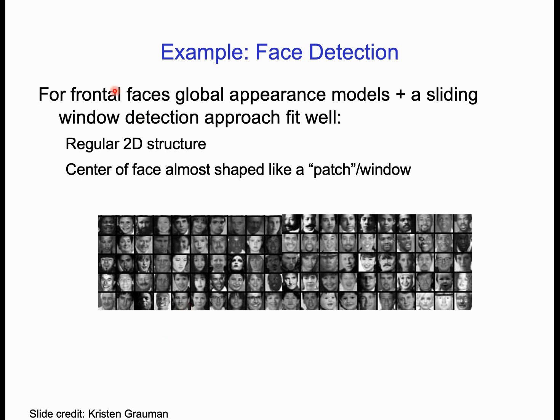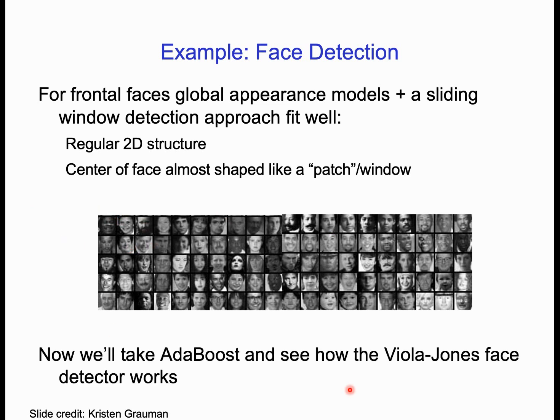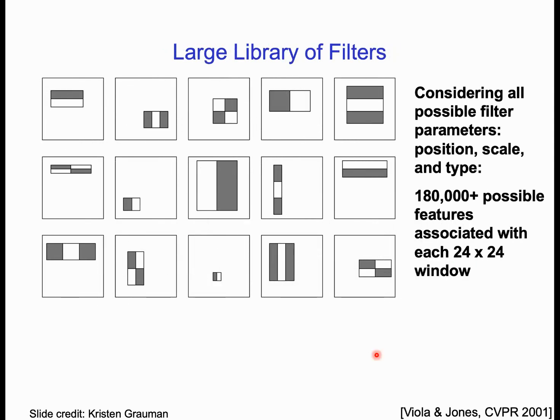So this algorithm is actually for frontal faces, and it combines the global appearance models with a sliding window detection approach. It basically uses a regular 2D structure, and the idea is that the center of the face is almost shaped like a patch window, so it covers the entire face. Now, let's see how the Viola and Jones detector actually makes use of the AdaBoost algorithm.